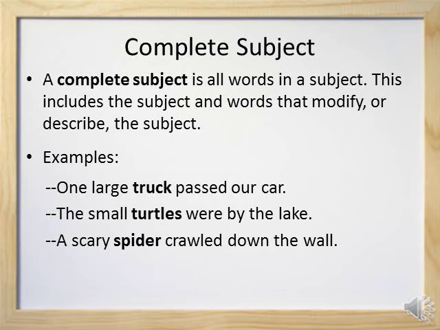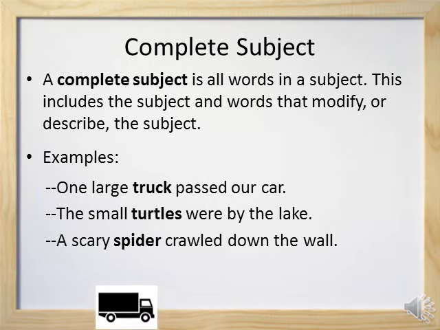Now let's talk about complete subjects. A complete subject is all words in a subject. This includes the subject and words that modify or describe the subject. Let's read the same examples as before, but this time, instead of identifying the simple subject, which is one word, we'll identify the complete subject that is more than one word.